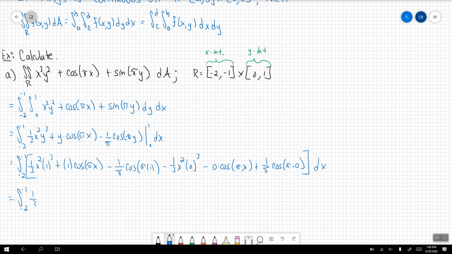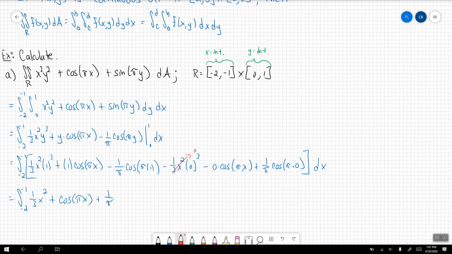So this is going to be 1/3 x squared plus cosine of pi x. There we are. Cosine at pi. So all we then have to do is figure out what cosine at pi is. Well, cosine at pi, that should be -1. Alright, awesome. So this is going to be plus 1 over pi, because again this is cosine of pi.